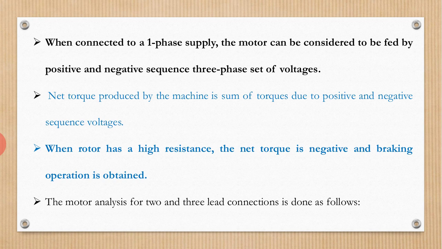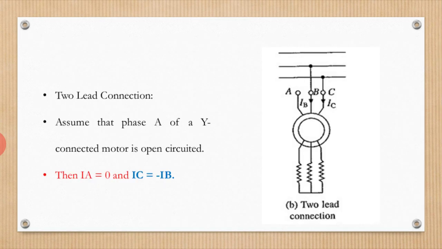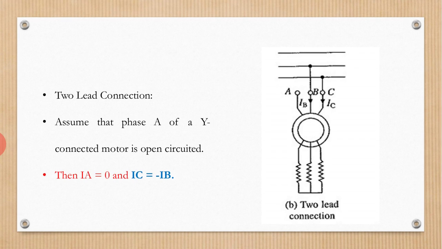When the rotor has a high resistance, I repeat, when the rotor has a high resistance, the net torque is negative and braking operation is obtained. The motor analysis for 2 and 3 lead connections is done as follows. In this 2 lead connection, this is the resistance, externally connected to the rotor circuit. Please note that only in the slip ring induction motor is it possible to connect external resistance to the rotor circuit.